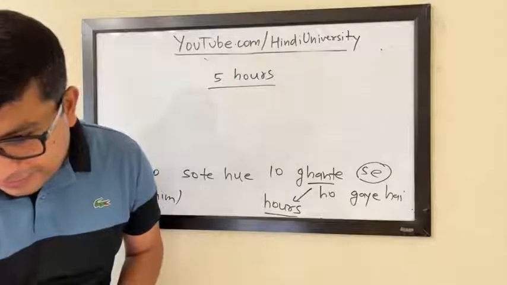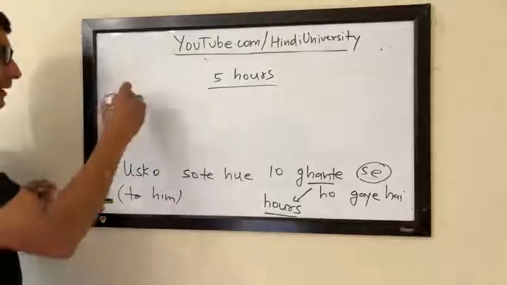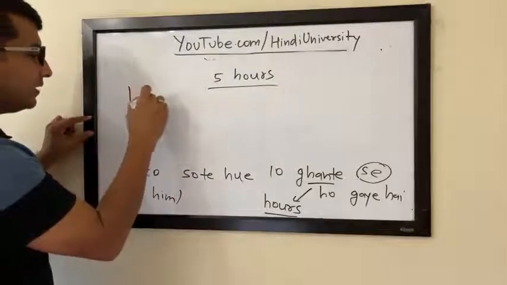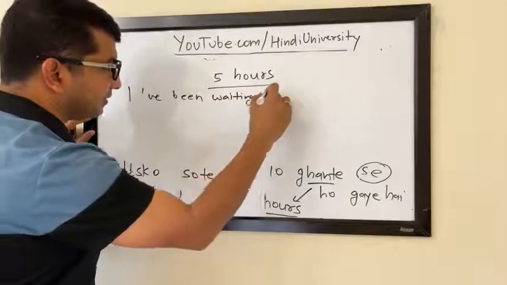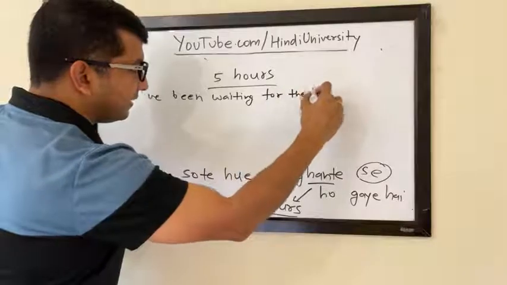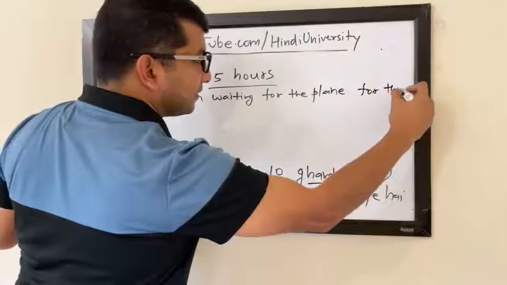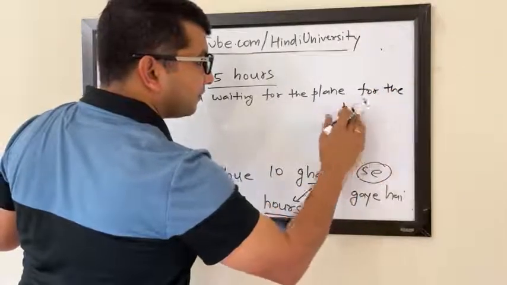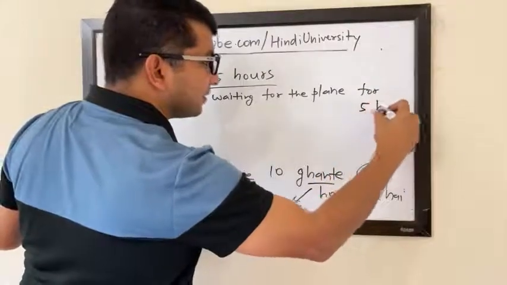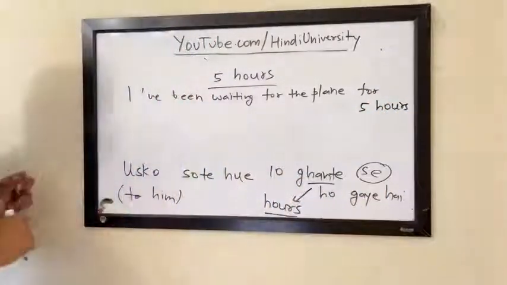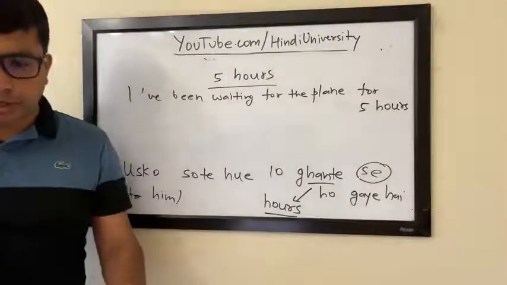This one is hard. Let's see. I'm going to write it down, okay? Which is I've been waiting for the plane, just for 5 hours. Okay, done. I'm going to volunteer you. Just try to follow the pattern. It's going to come easily.